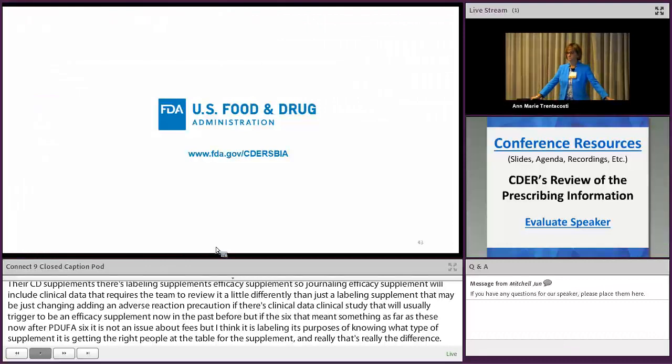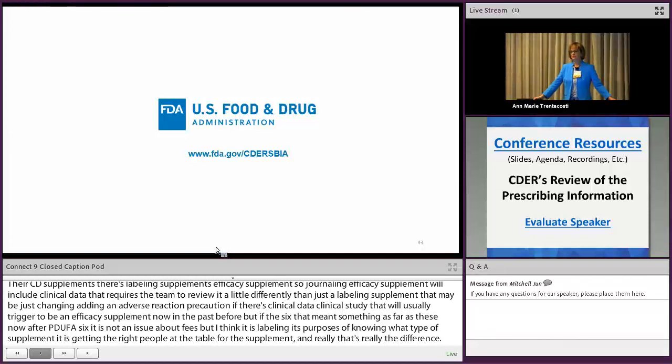Okay, this is about labeling negotiations. Can you comment on how to request the agency for a labeling teleconference to discuss FDA comments during labeling negotiations? My experience with different review teams has varied, with some teams more open to having dialogue and others not so much.